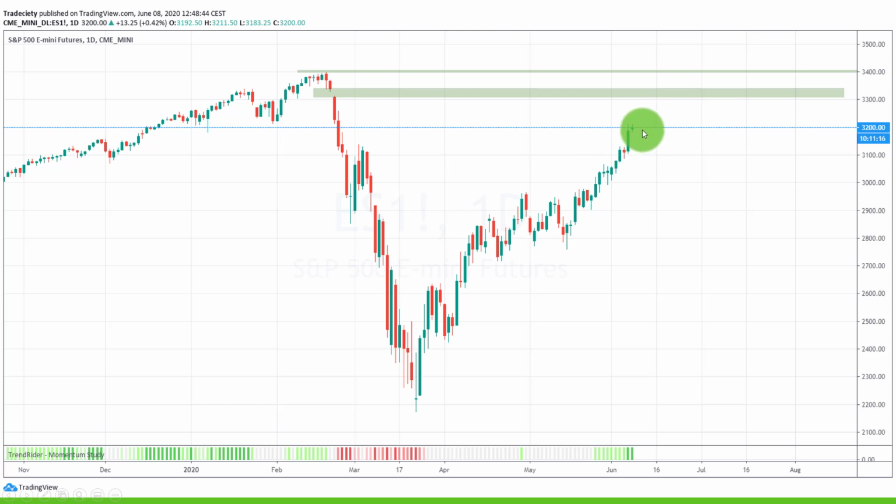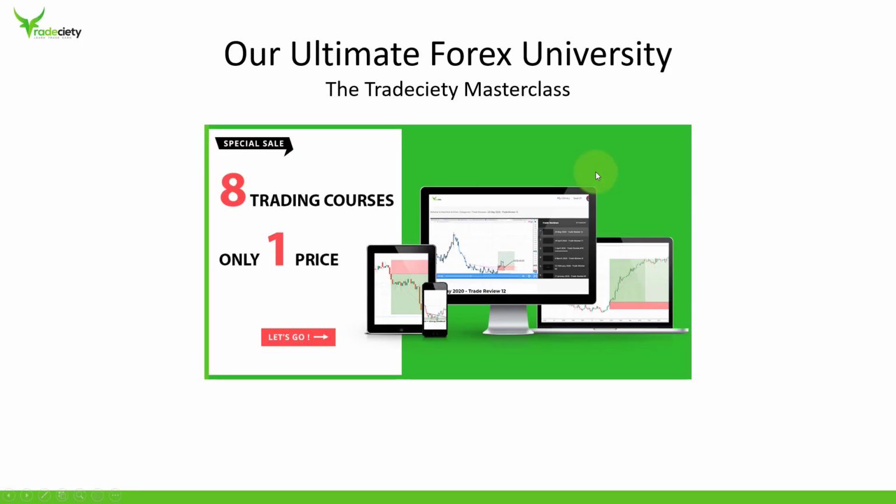But don't neglect the chance of a retracement. The longer the market goes in one direction, the higher the likelihood of a potential pullback.